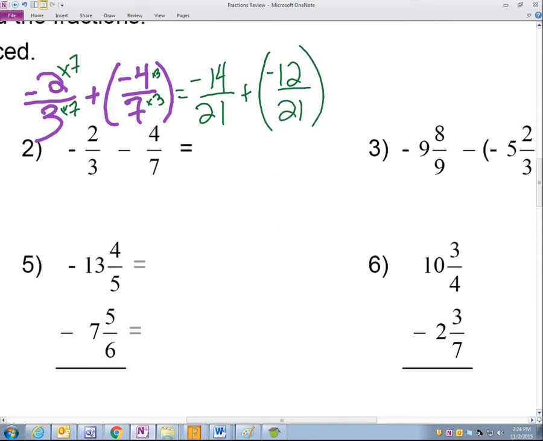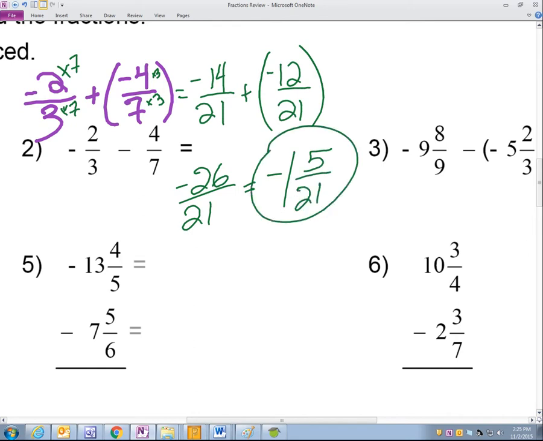Now I have a negative 14 plus another negative. If I'm already starting at negatives and someone's adding more negatives to me, I'm going to become more negative, which is what? Negative 26 21sts, which simplifies out to be negative 1 and 5 21sts. Good. Exactly. You can't reduce because they don't have common factors.